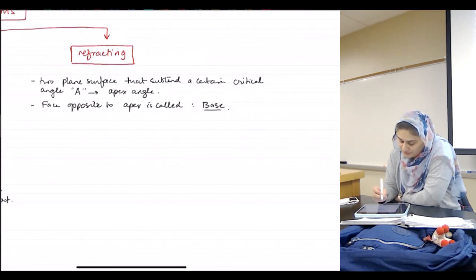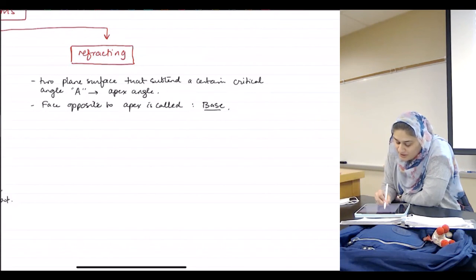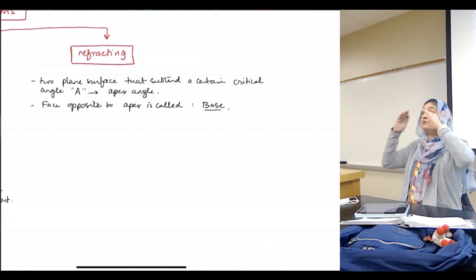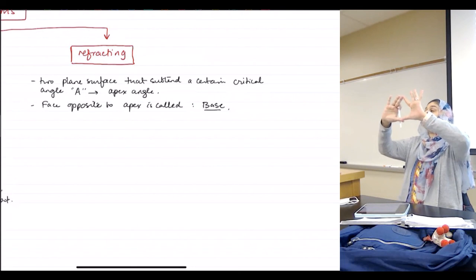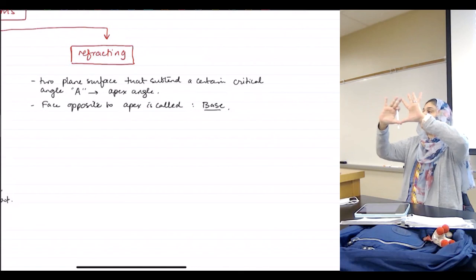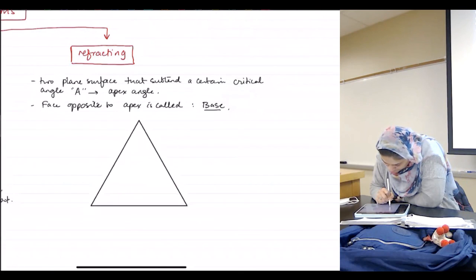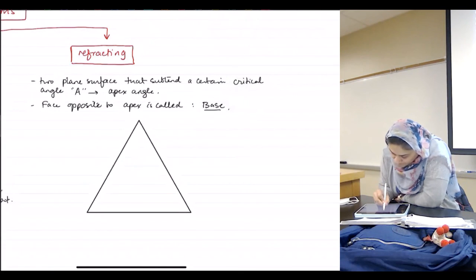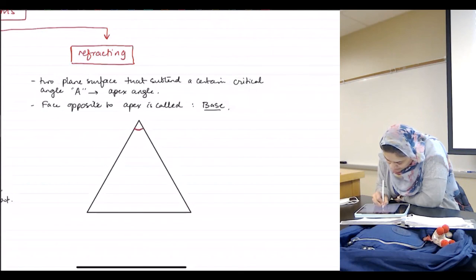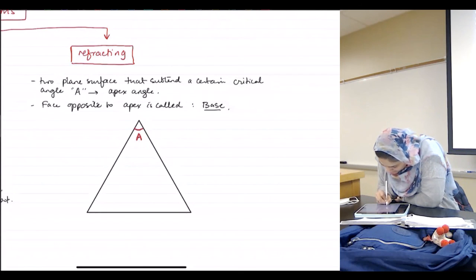And so what does it look like? It is complicated, but I'm only going to do a 2D view, but imagine it's actually a 3D structure. So this angle is called the apex, and this is the base.